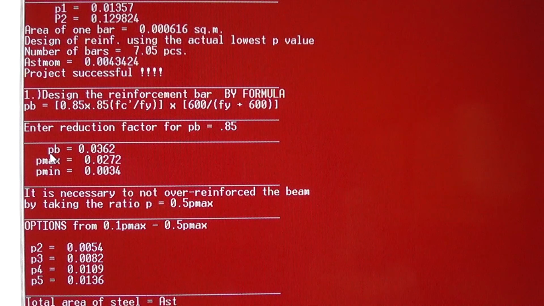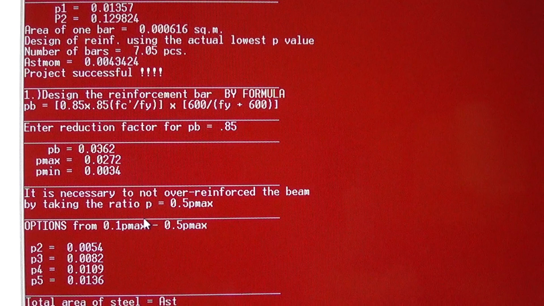The P max here is the reinforcement balance ratio derived from the formula right here. The formula is 0.85 times 0.85 multiplied by Fc over Fy, then multiplied by the bracket 600 divided by Fy plus 600. The result of this is this P maximum. And following the ACI code, you can use half of the P maximum, which is 0.5. That's why it's in here.